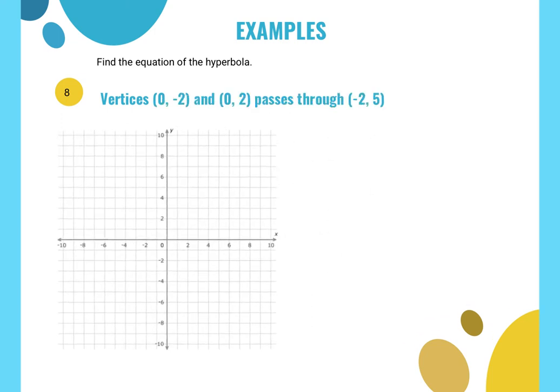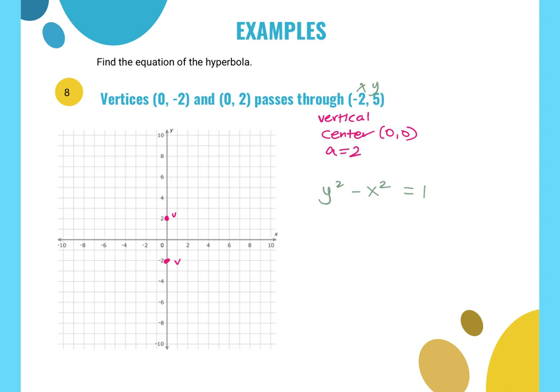All right, vertices at 0, -2, and 0, 2. Up 2, down 2. Those are my vertices. Tell me what you know. Vertical. Center at 0, 0. A equals 2. Passes through -2, 5. This is going to be an x, and this is going to be a y. So it's vertical, which means it's y squared minus x squared equals 1.